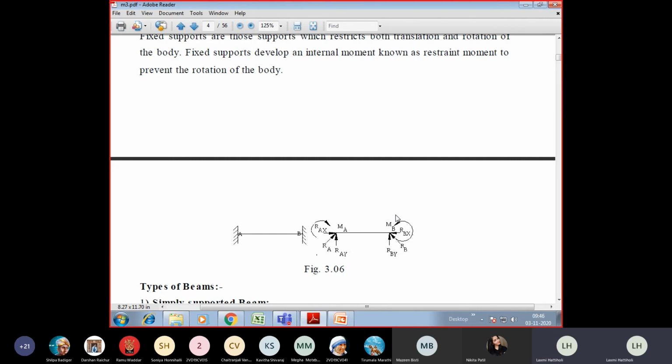I want everyone to make a summary of this. Just revise this once again: how to calculate the reaction, and the different types of supports. Maybe by tomorrow or the day after tomorrow, I may start with the numerical examples. Then you will get an idea how to proceed with SFD BMD by calculating the reactions.